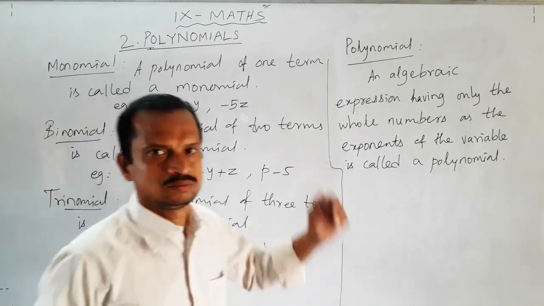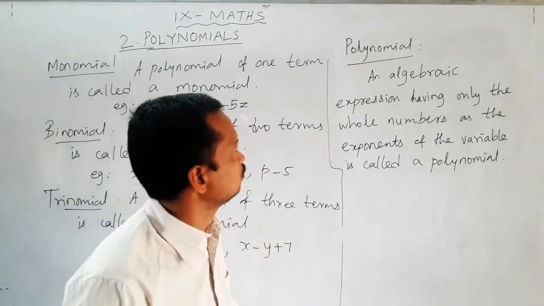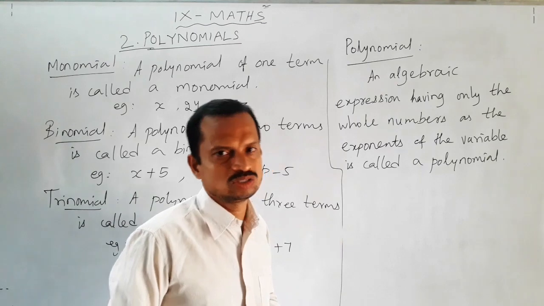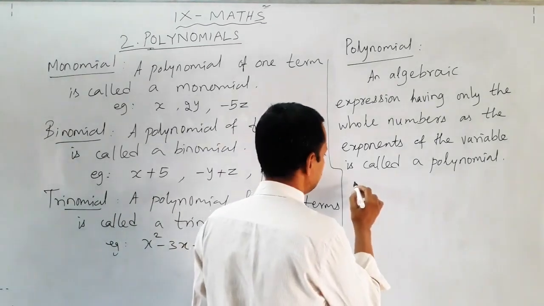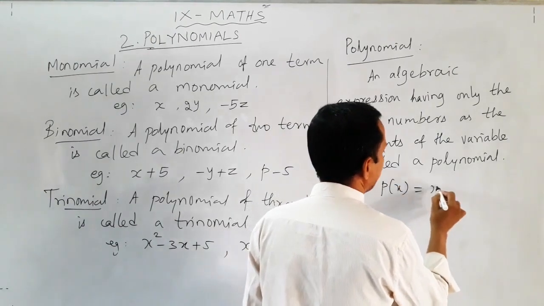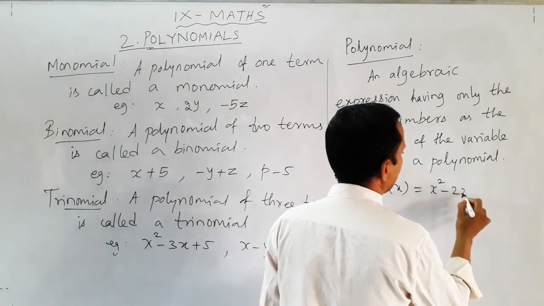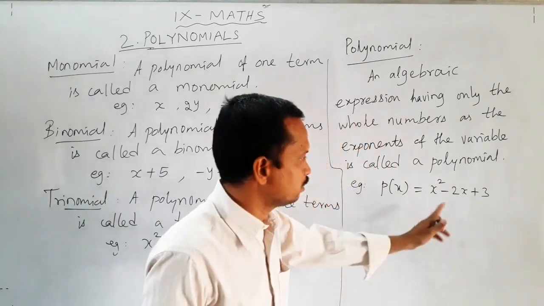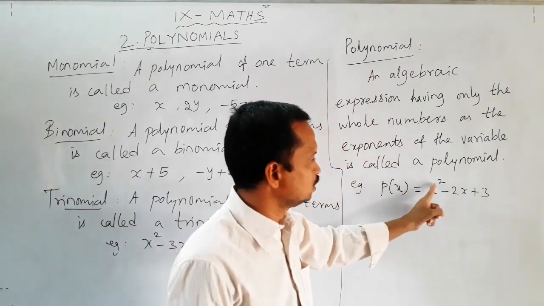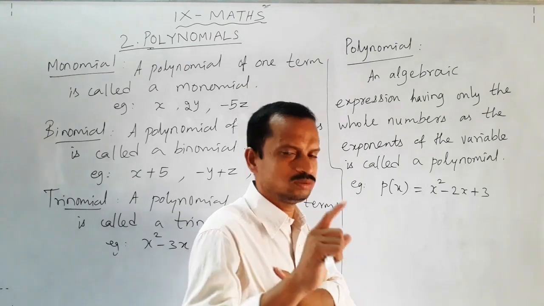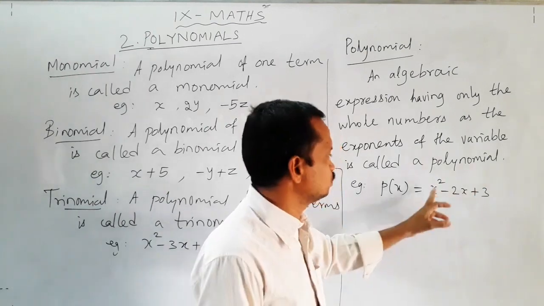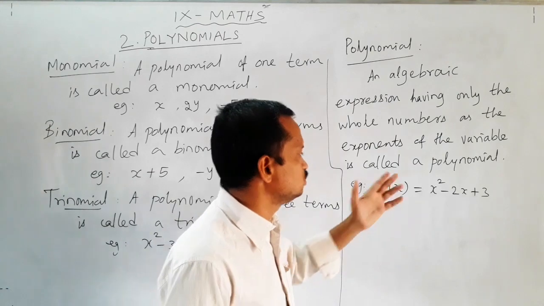Clear? So now, a simple definition for polynomial: an algebraic expression having only whole numbers as the exponents of the variable is called a polynomial. Example: p of x is equal to x square minus 2x plus 3. You see, here the variable is x, whose exponents are 2 here and 1 here. 2x means x power 1, and x power 1 is x only. So the exponents of the variable x are only whole numbers. So this is a polynomial.